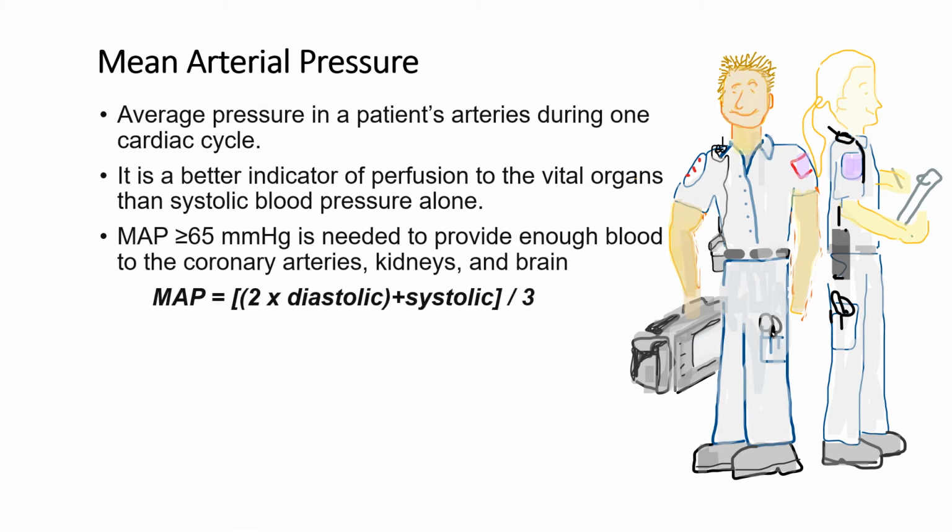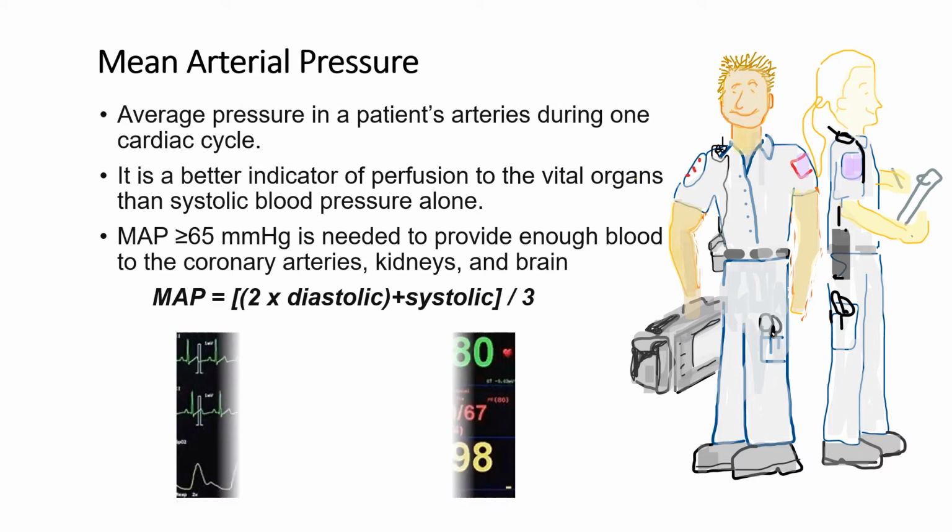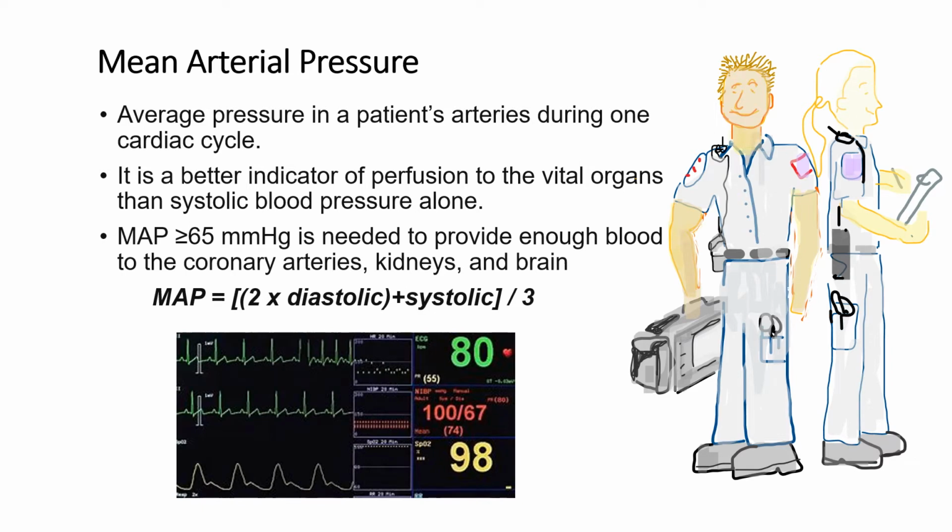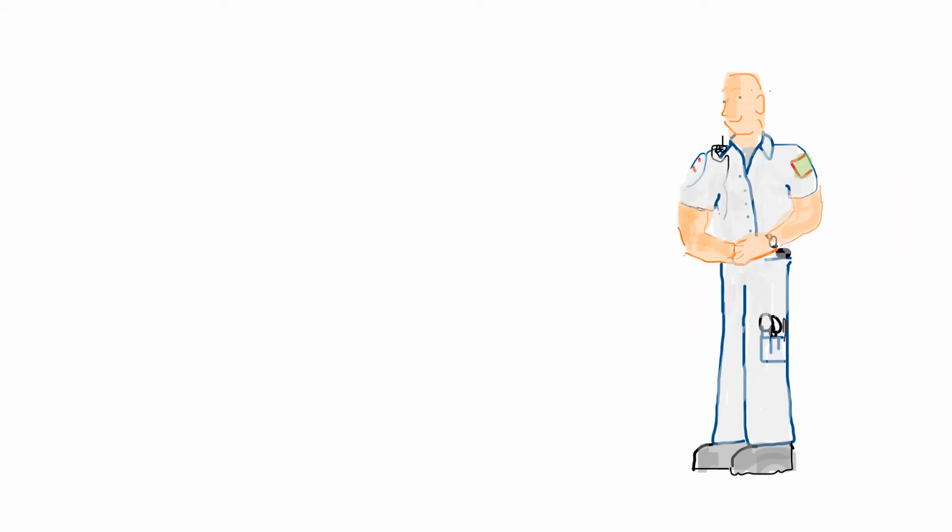In order to calculate the MAP, you could take 2 times the diastolic blood pressure, add the systolic blood pressure, and divide by 3. Or you can simply look at the cardiac monitor. Just below where the blood pressure is, there's usually a number in quotes, parentheses, or brackets. That is the mean arterial pressure.